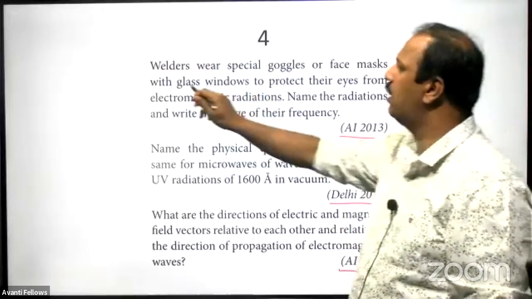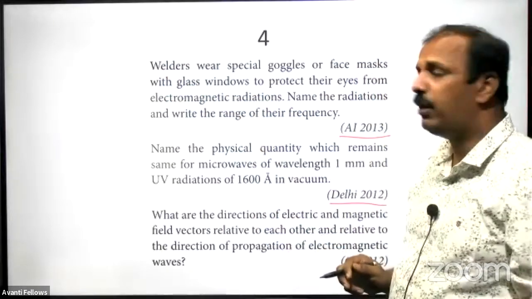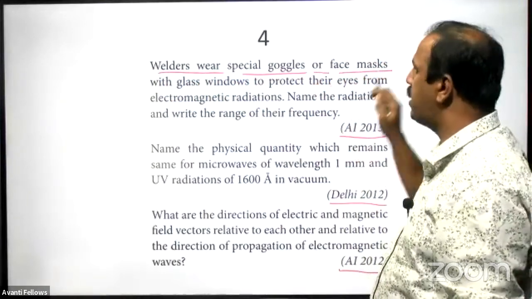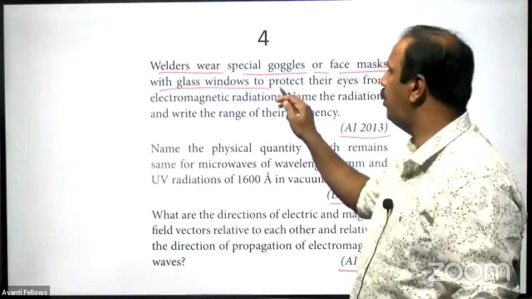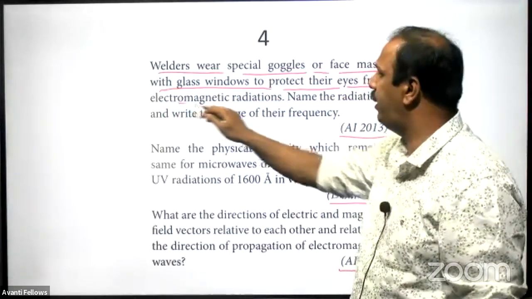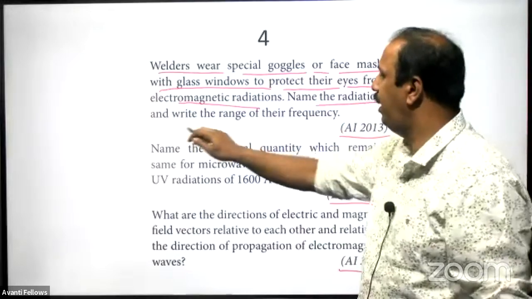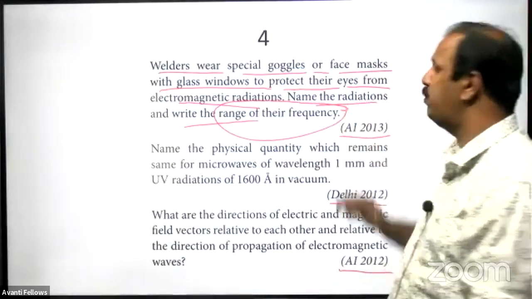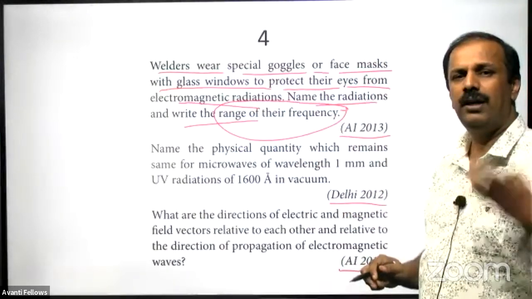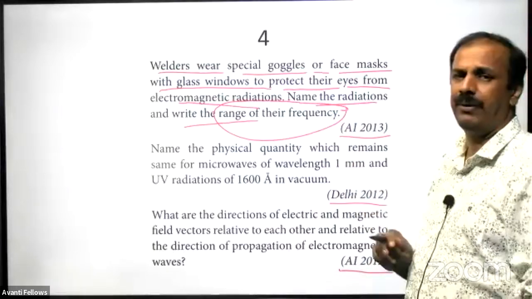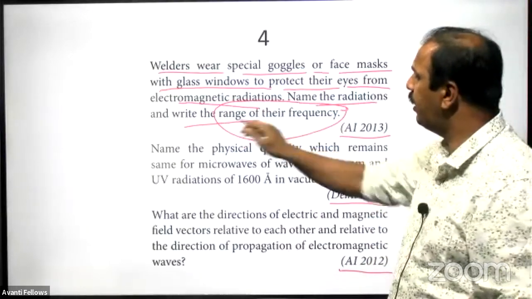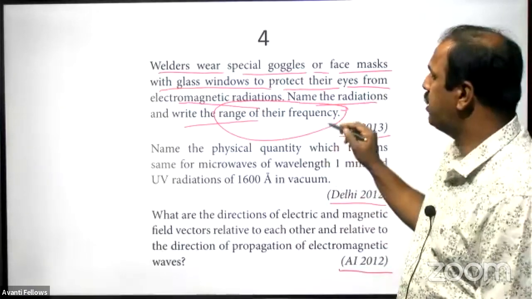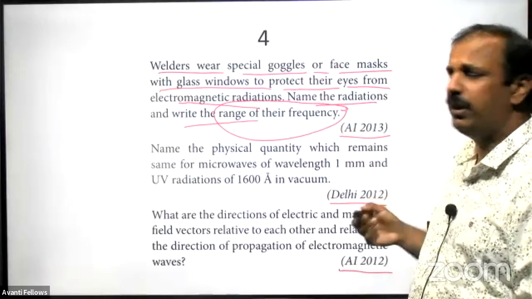So the question is on the application of electromagnetic waves. Welders wear special goggles or a face mask with a glass window to protect their eyes from electromagnetic radiation. Name the radiation and write the range of its frequency. That is important. That's why I told you that you should know in which range which one is coming. Each one's range is required. The exact value is not required, but at least the power of 10, or if it is a wavelength, whether it is in nanometers or something. That way you should know.